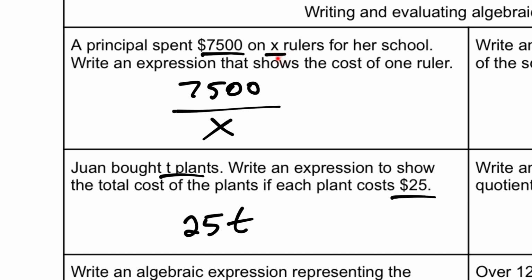So I think it's helpful to plug in a sample value and kind of work backwards. For example, if you bought 10 plates, 10 times 25. If you bought 10 rulers, well, those are $750 rulers. Are you dividing or are you multiplying? Look at the context to figure it out.